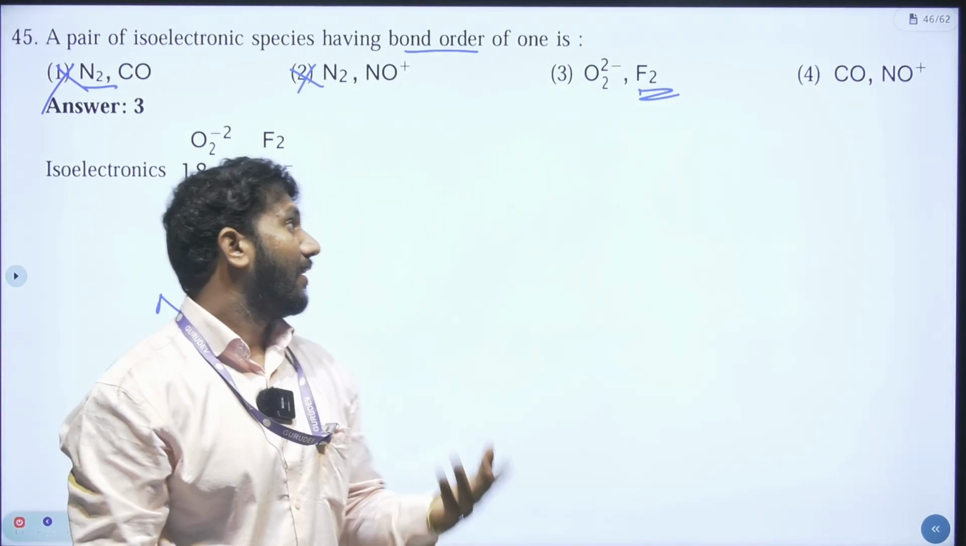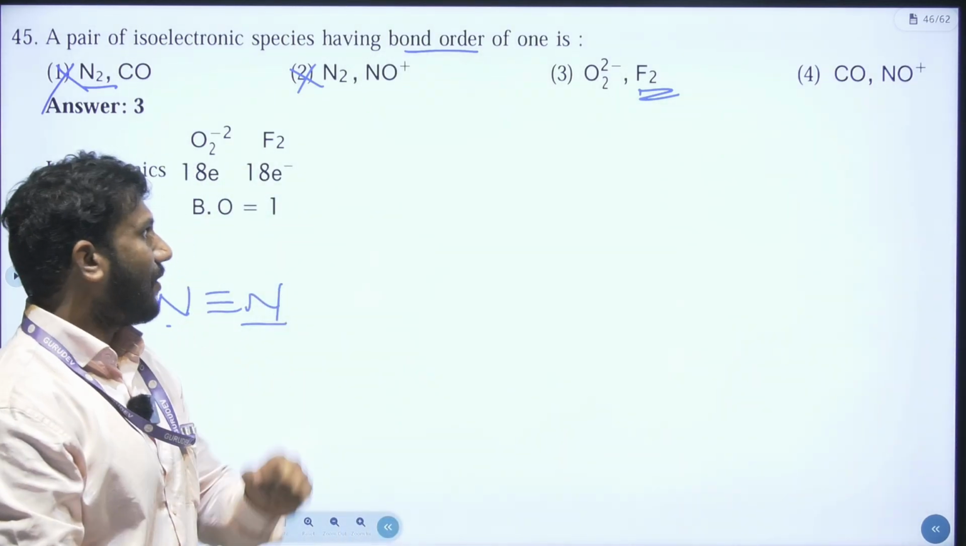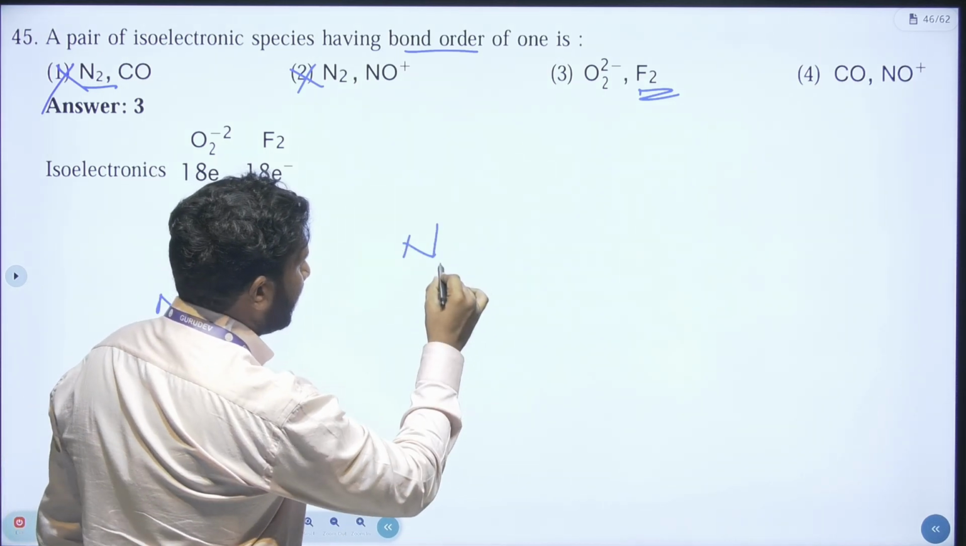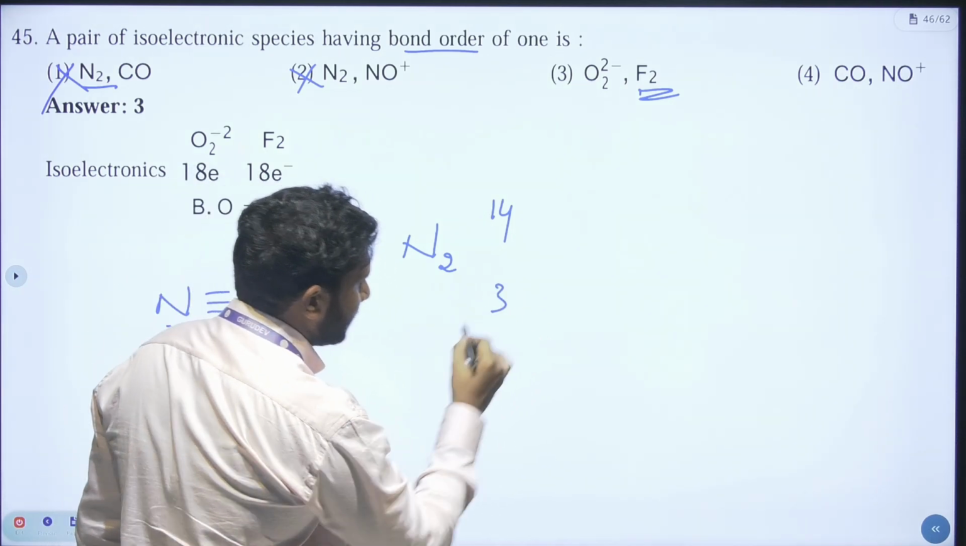F2 means its valency is 1 for fluorine, its bond order is 1, but O2 means its bond order... I have one simple trick. N2 contains 14 electrons, right? So its bond order is 3.